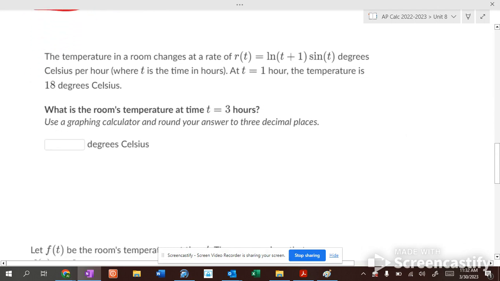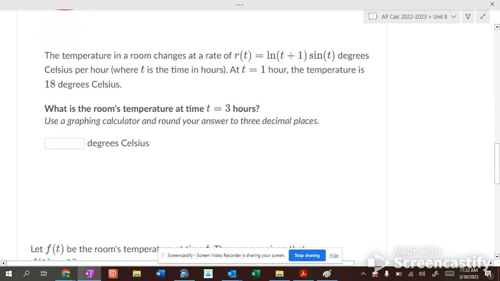All right, the temperature in a room changes at a rate of R sub t equals the ln of t plus 1 sine of t degrees Celsius per hour, where t is the time in hours. At 1 hour, the temperature is 18 degrees Celsius. What's the temperature at 3 hours?